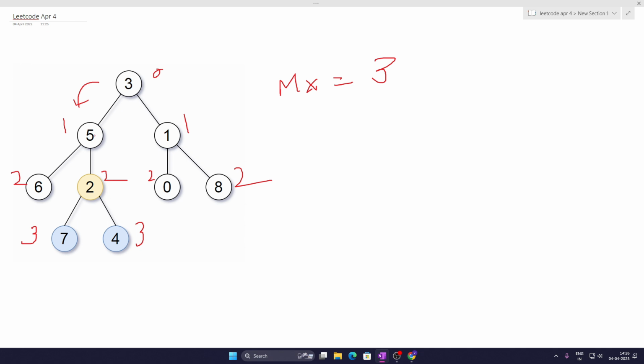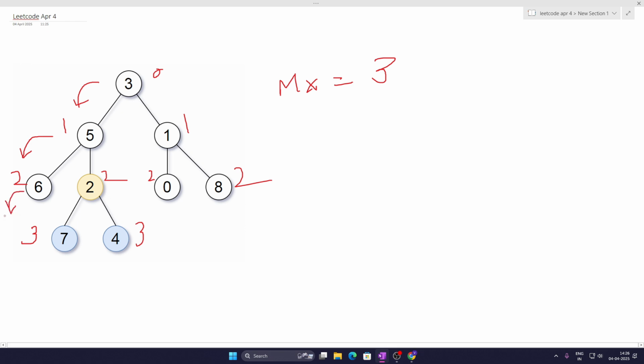Here in this case, the left child of 3 is 5. So what is the depth of you? The depth of 5 is 1, and what is the maximum depth? 3. So here also the condition fails. Then we will go to its left subpart. Here the depth of 6 is 2, and the maximum depth is 3. So it's not the answer. Then we will go to the left subpart.